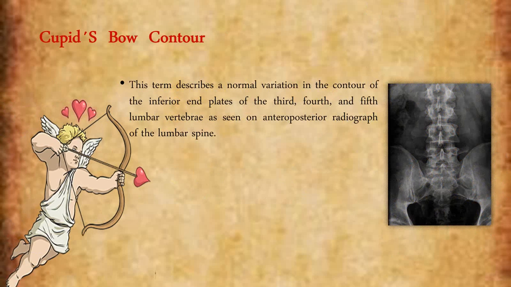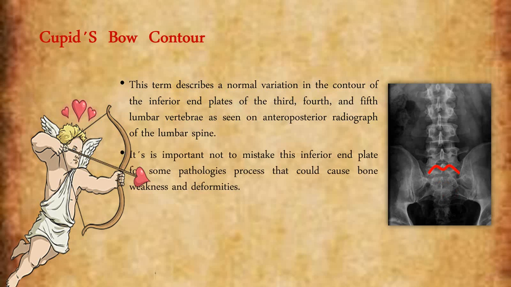Cupid's bow contour. This is an X-ray finding, if anybody from the radiology department is here. The term describes a normal variation in the contour of the inferior end plate of the third, fourth, and fifth lumbar vertebrae as seen on an anteroposterior radiograph of the lumbar spine. It's important not to mistake this for some pathological process that could cause bone weakness and deformities.